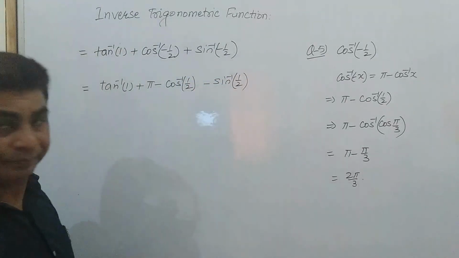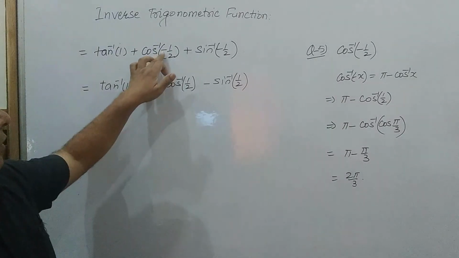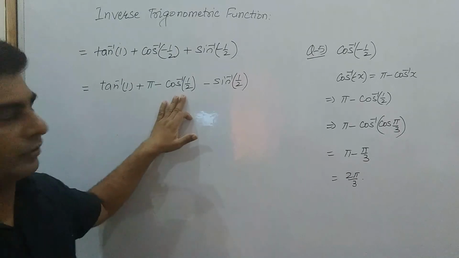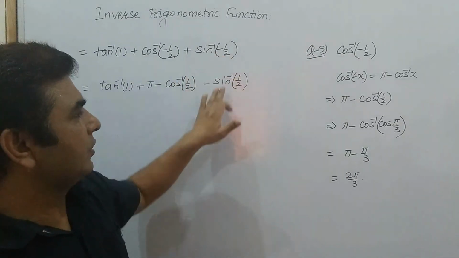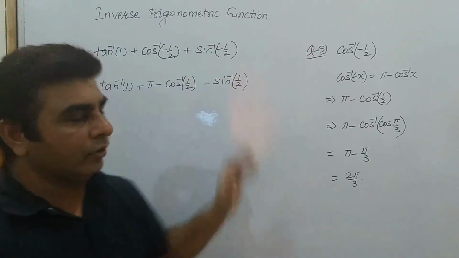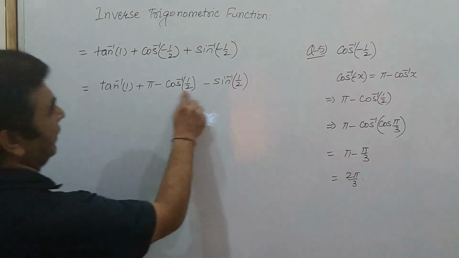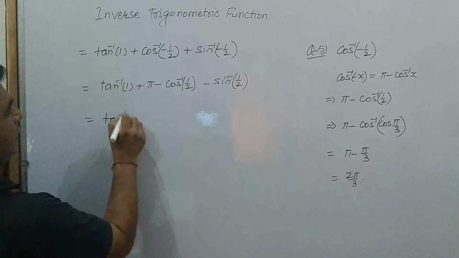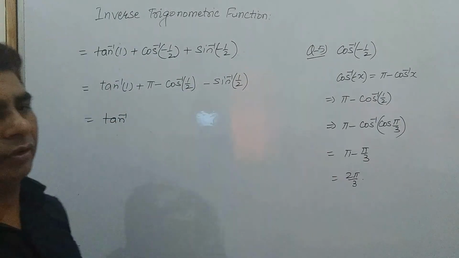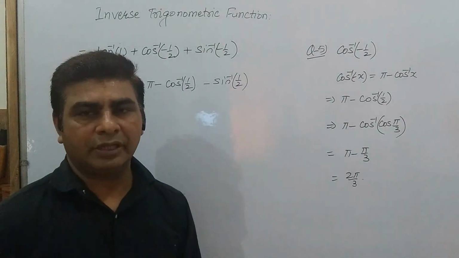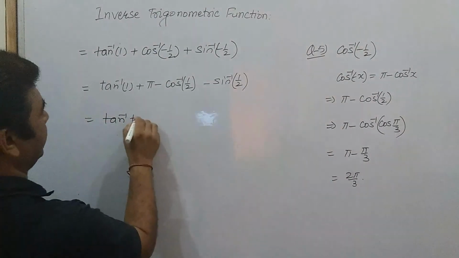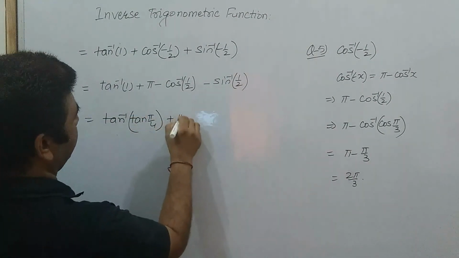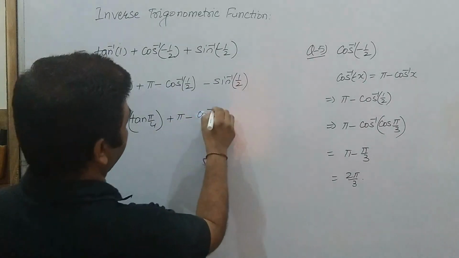You can see this is cos inverse minus x. This can be written as pi minus cos inverse x. This is sine inverse minus x. This can be written as minus sine inverse x. So now you can simplify these three terms. One is the value from the tan table, tan pi by 4. So this can be replaced by tangent of pi by 4 plus pi minus cos inverse 1 by 2.